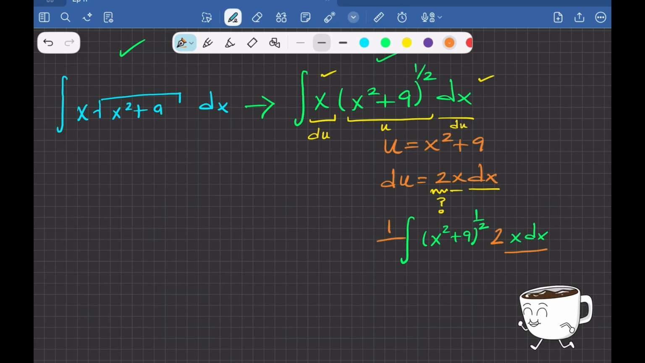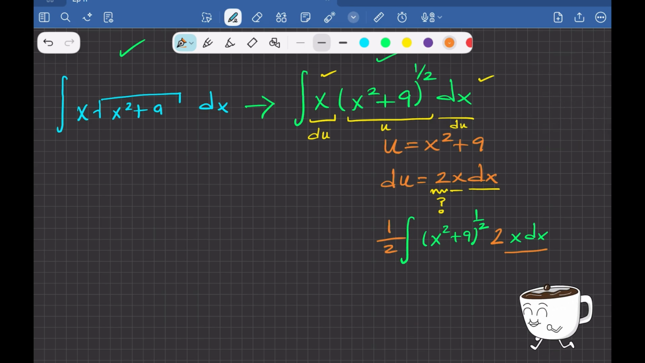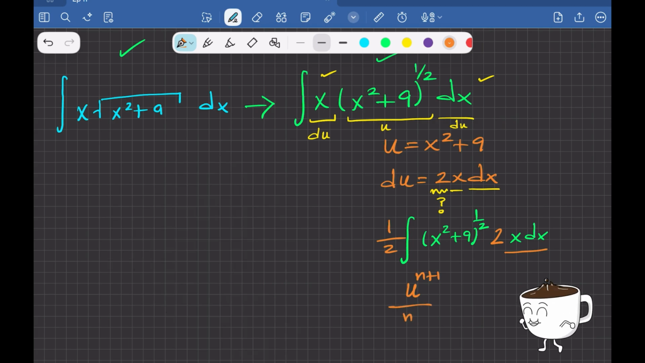If we add the 2 on the inside, we had discussed that it must be added as 1/2 on the outside in order to balance it. We have the 2 in the numerator, and we place the 2 outside, in the denominator. In this case, we have a complete differential, which leads us to be able to use the power rule: u to the n plus 1 over n plus 1.